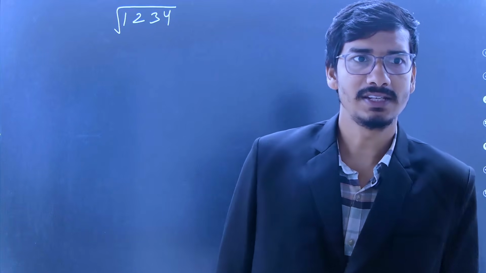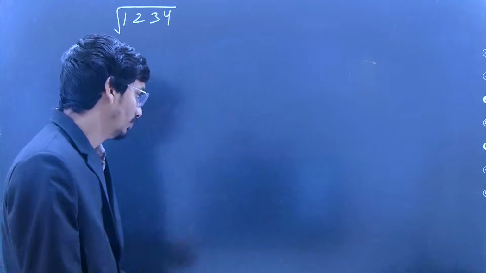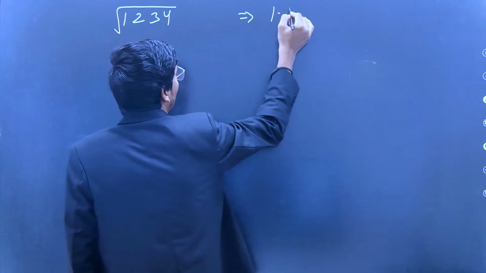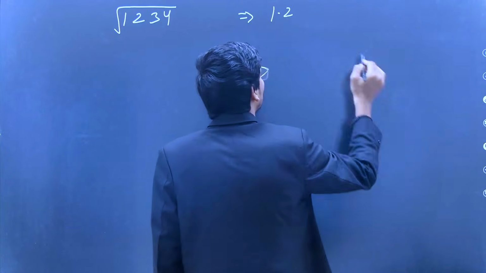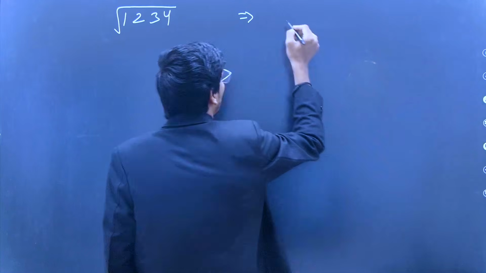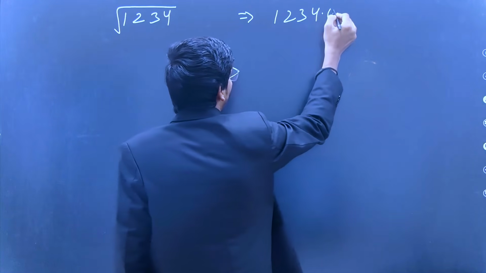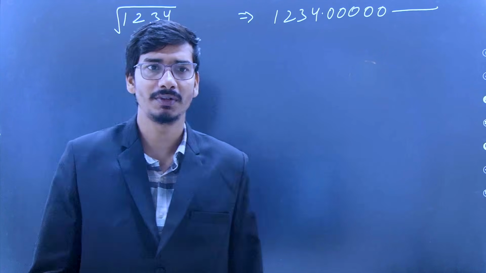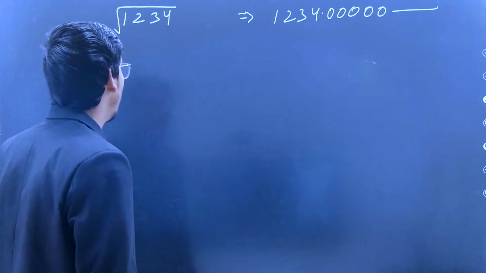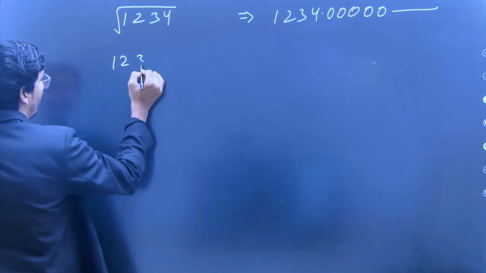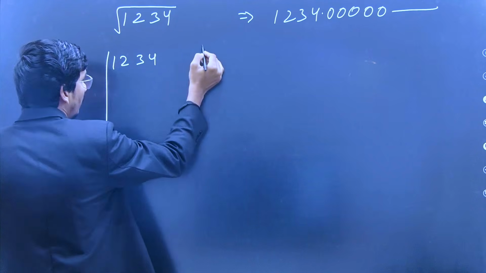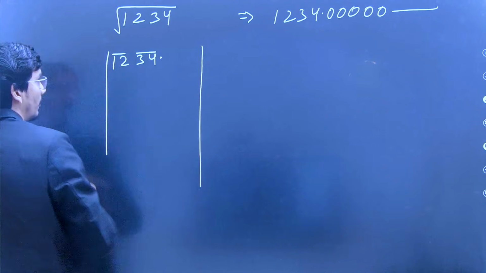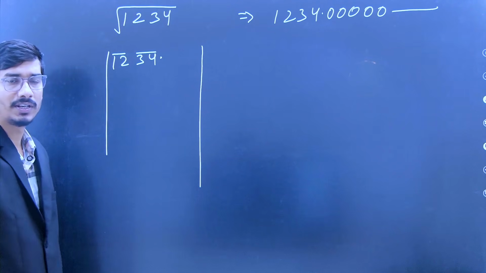So for these, what will we do? Listen carefully. 1234 is also written as 1234.000. We can take as many zeros as required. So I'm just finding the square root of 1234. First, make pairs before the decimal. 12 and 34 are a pair.